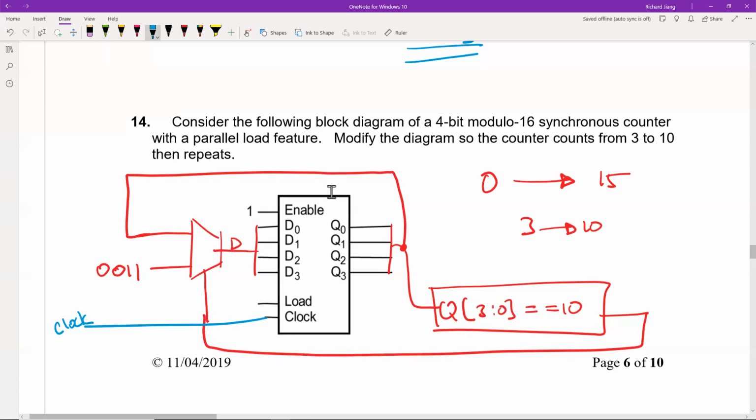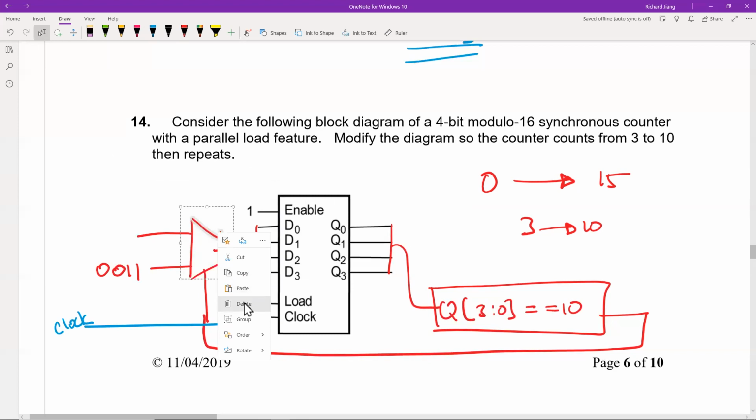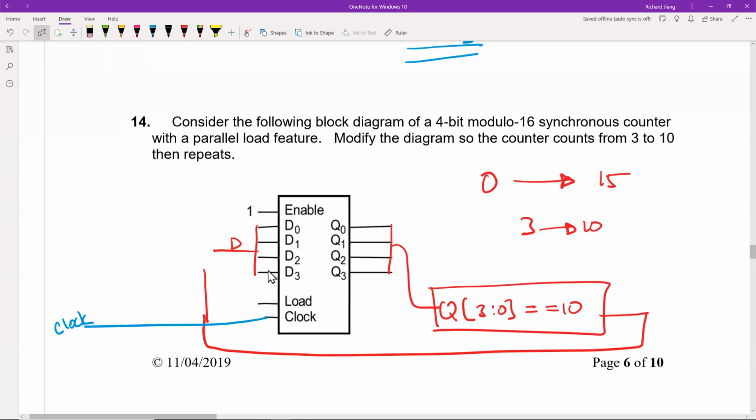And we actually don't need this feedback path because it's a counter. It has state already. So we don't need this mux at all. My bad. Get rid of that mux. These D inputs are just to load numbers in, to initialize the counter. So let's get rid of this, get rid of that. All right, and then get rid of this load here.